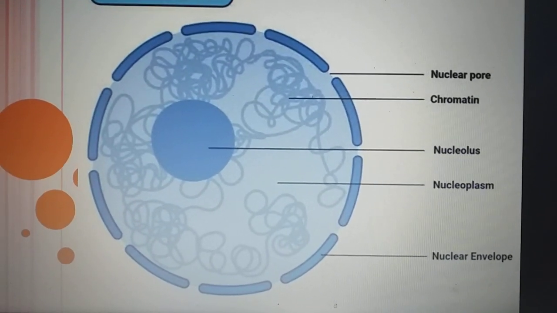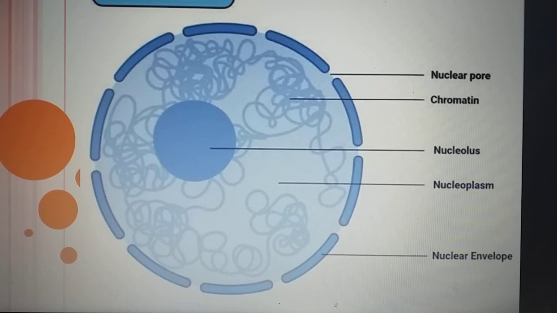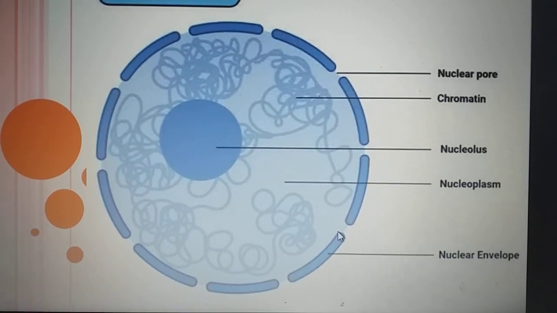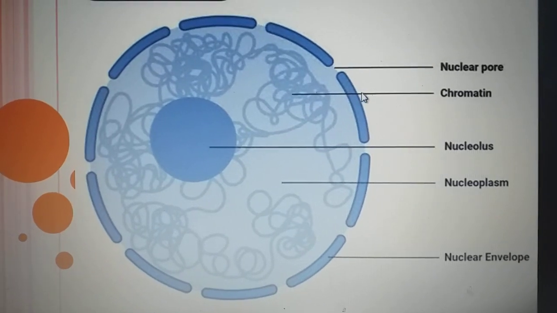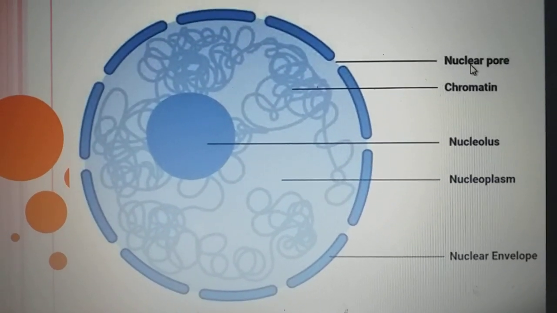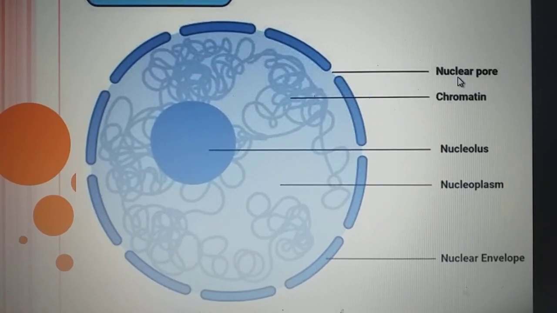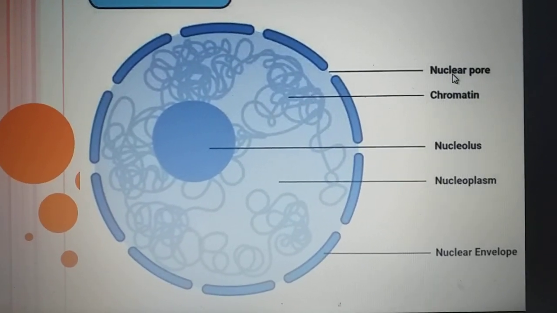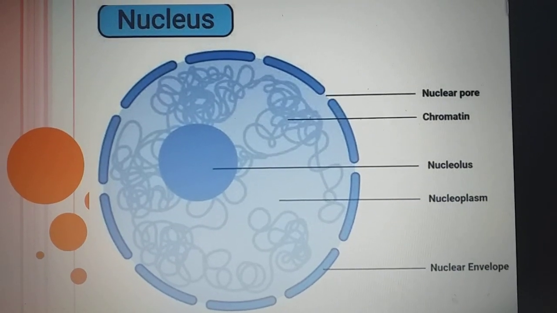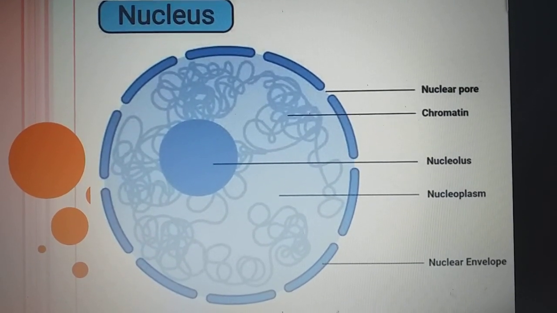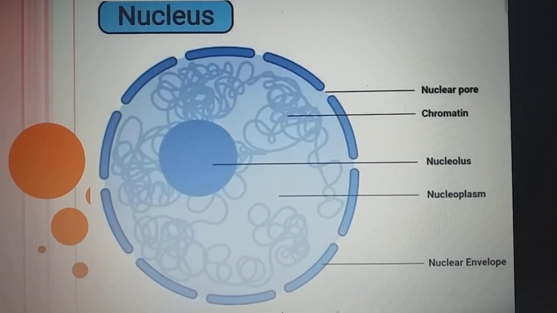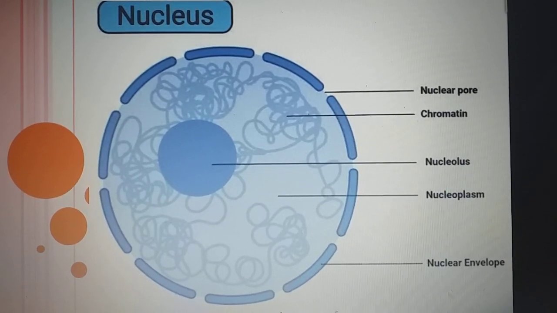It is perforated by several nuclear pores. See here, these nuclear pores are there. I think you might be able to see these pores. So this is the nuclear pore. Now we will study the nuclear pores. Nuclear pores allow exchange of material between the nucleus and cytoplasm. The outer membrane of the nuclear envelope is usually connected with the endoplasmic reticulum.